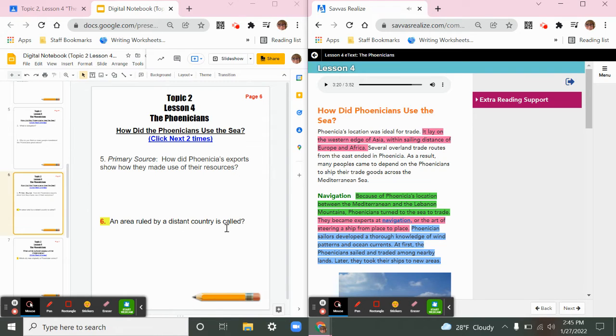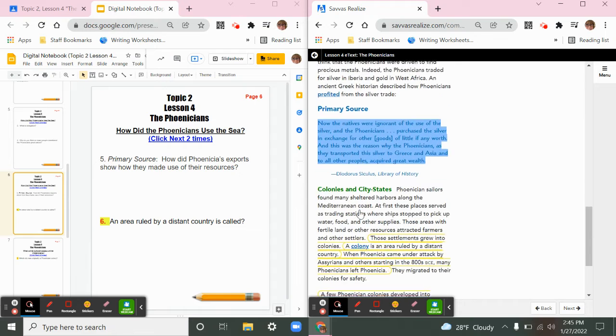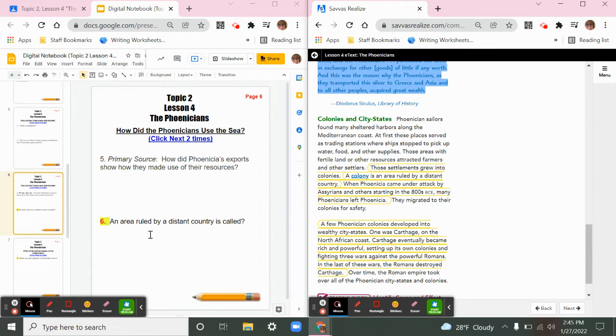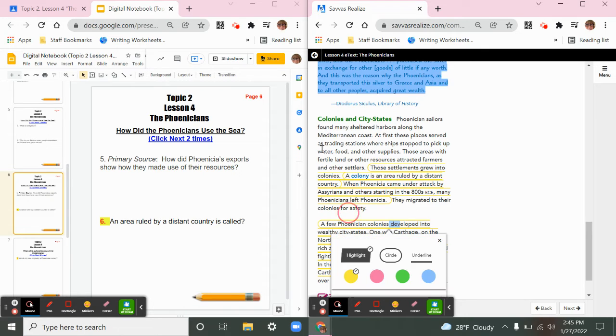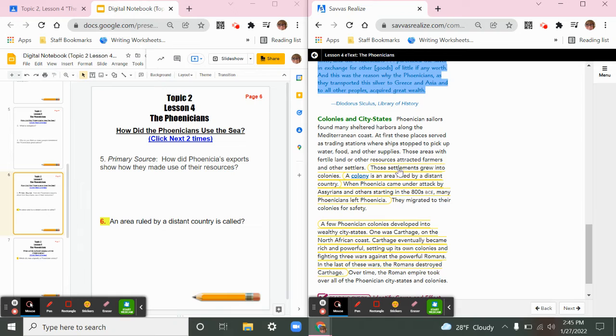So, question number 6, you will see that this is a quiz question. It is highlighted and in red. Scroll back down to this for you. So, an area ruled by a distant country is called, you'll be able to find that in this paragraph here in the yellow circled area. So pause the video and get that answer.